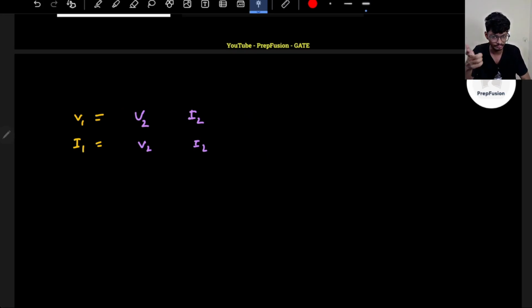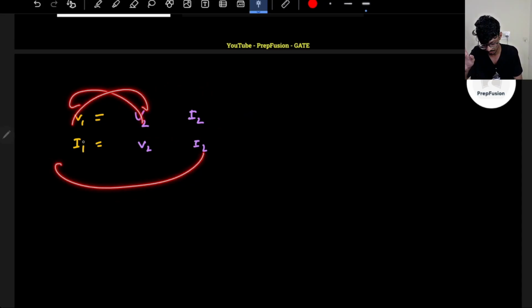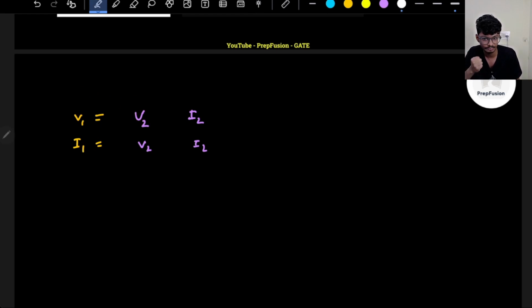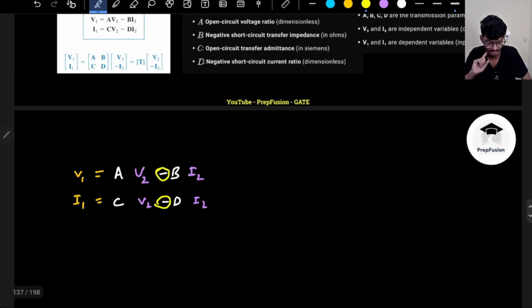The inverse ABCD parameter will just be the opposite. So V2 will come here, I2 will come here, V1 will come here, I1 will come here. Now there is a huge confusion. The equation is not the same as the previous one. I have A V2, that is the constant, minus B I2, and I have C V2 minus D I2. So this negative sign is there. Previously we never wrote a negative sign. Why is there a negative sign?